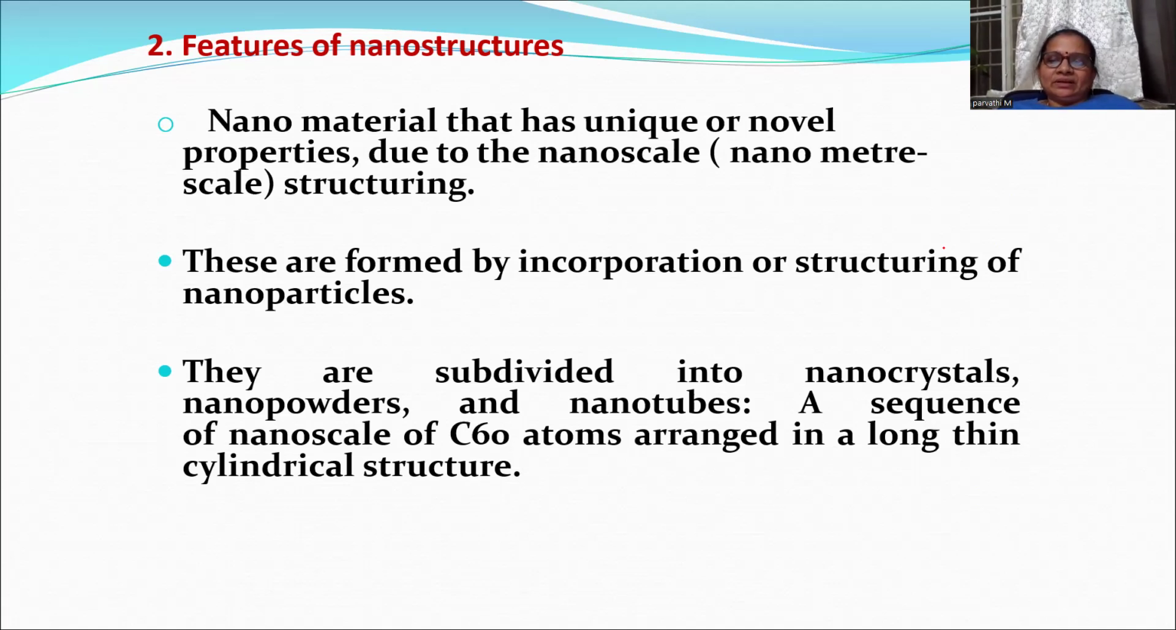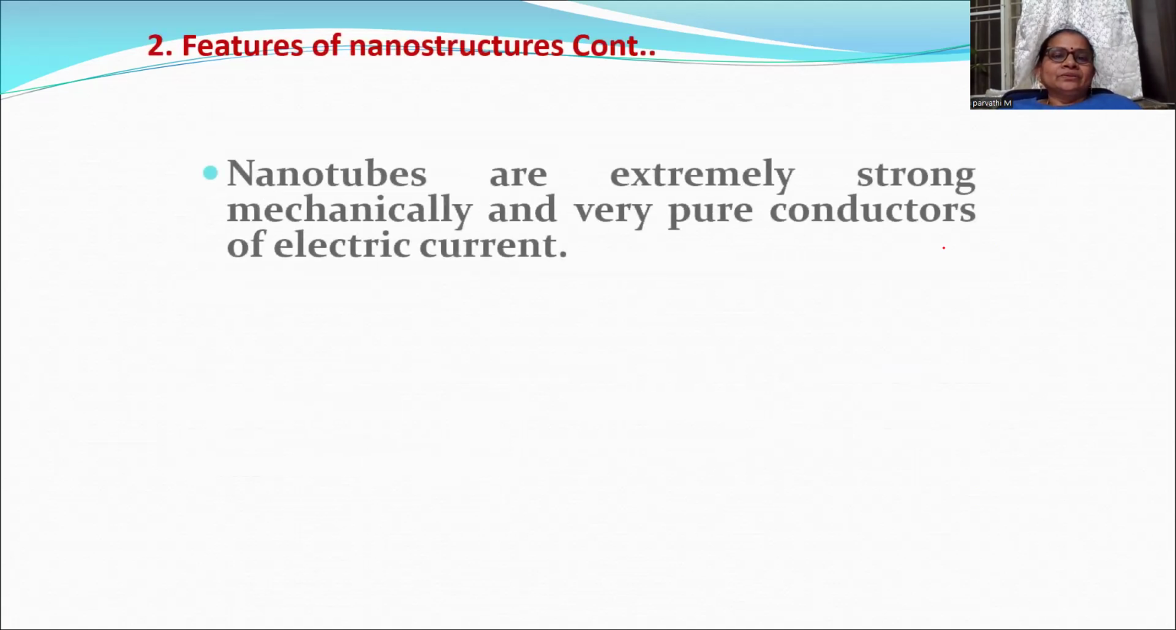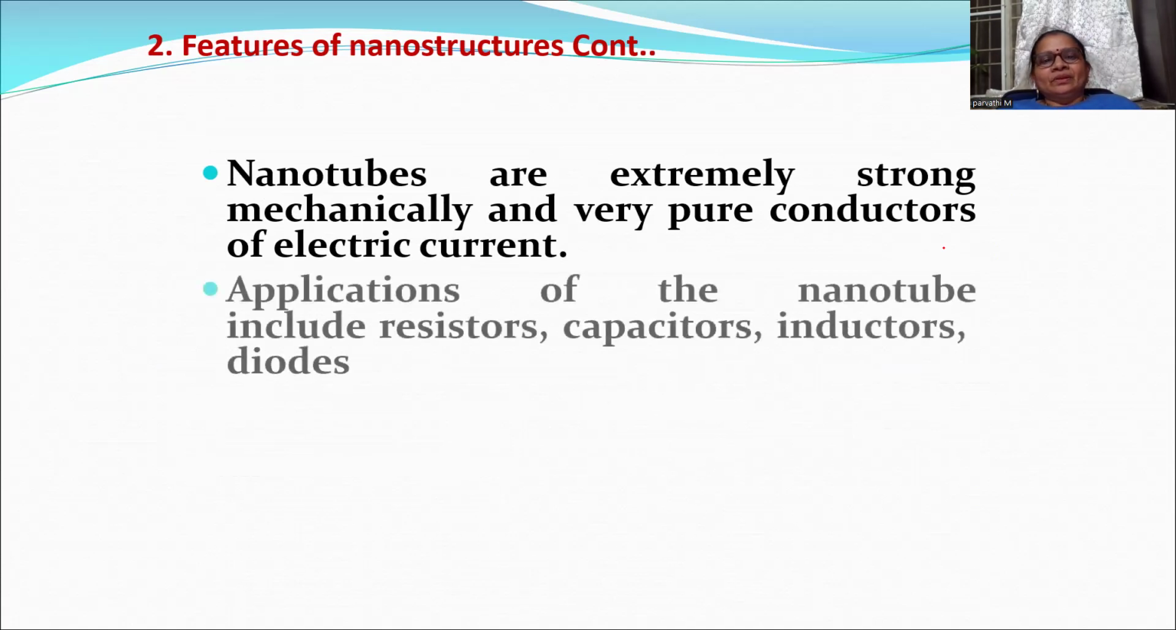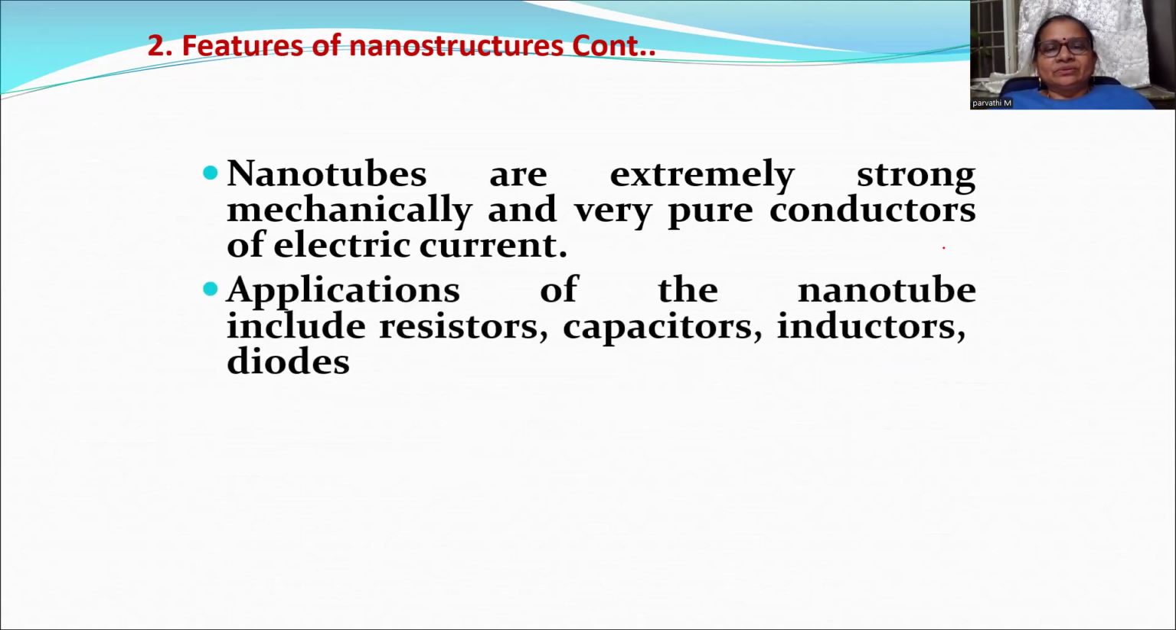So these are nanocrystal materials, nanopowders, or nanotubes, a sequence of nanoscale C60 atoms arranged in long, thin cylindrical structures. In the very first slide you might have seen the nanotube, which is mechanically strong and a very good conductor of electric current. Applications of the nanotube include resistors, capacitors, inductors and diodes.